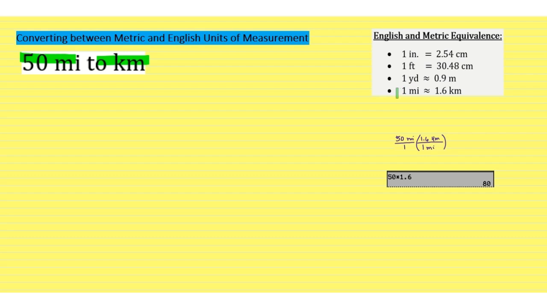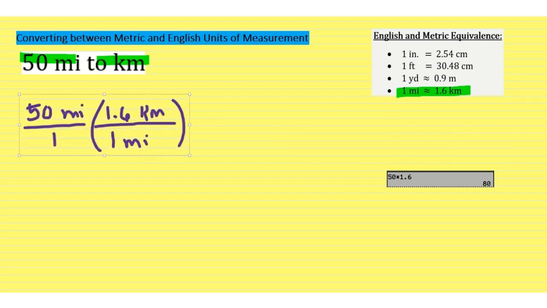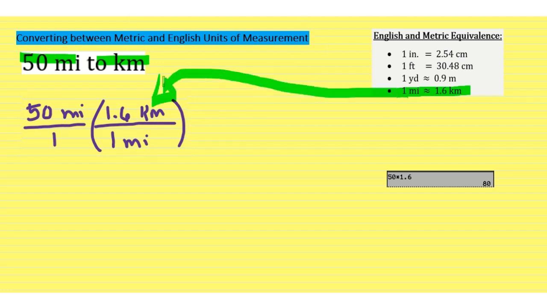So I actually have an equivalency here. 1 mile is approximately 1.6 kilometers. So this is going to just require 1 conversion factor because 1 mile does equal 1.6 kilometers. So again, I put the miles in the denominator because I need to cancel out the miles so that it leaves me with my units. That is the goal.